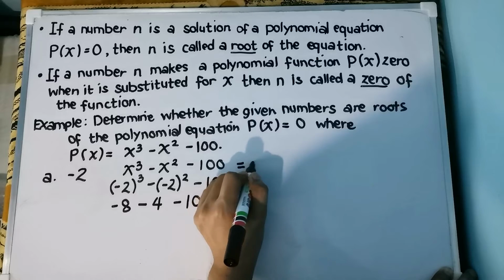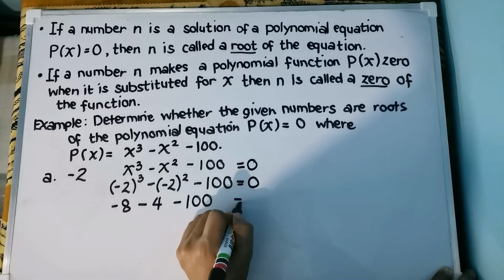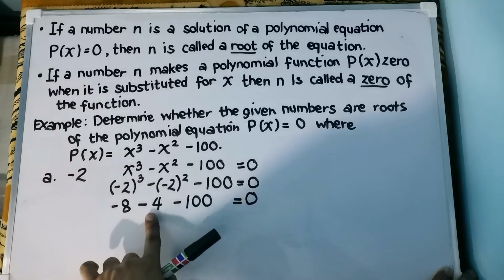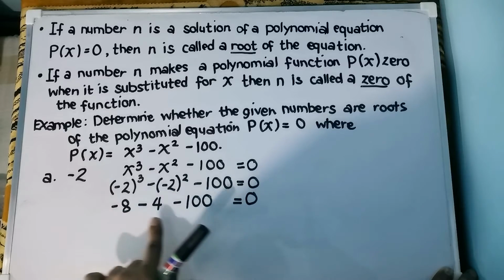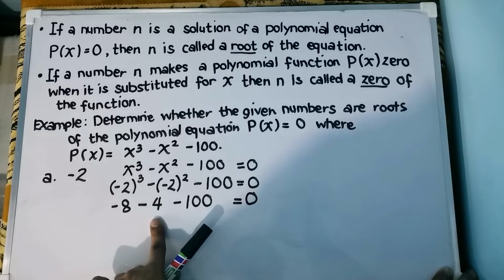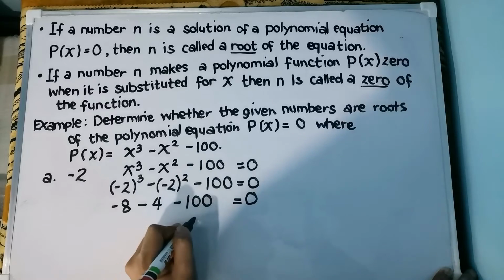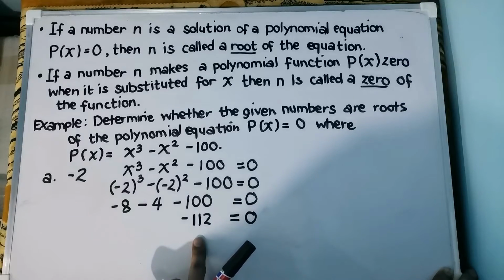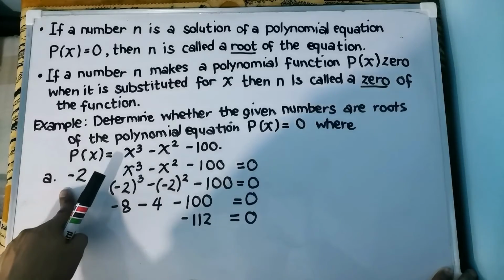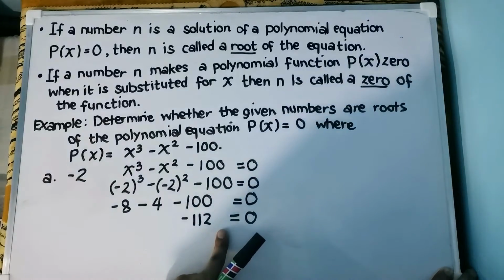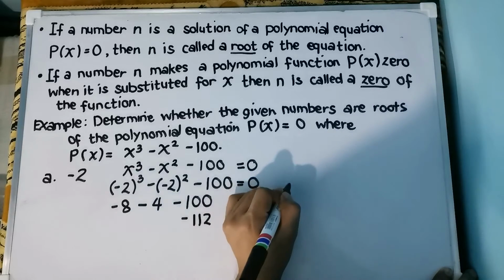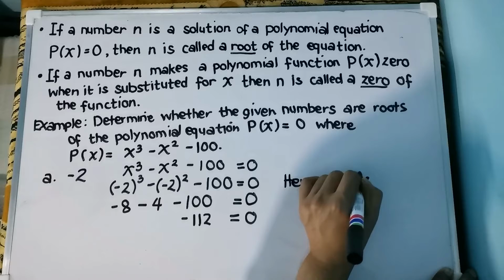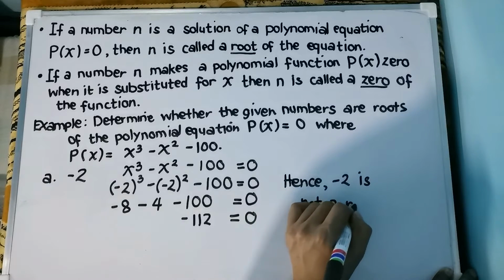And then, it must be equal to 0, right? Para masabi natin na siya ay root or hindi. So therefore, negative 8 minus 4 minus 100, so we just copy the sign, which is negative. So 8 plus 4 is 12, plus 100 is 112. So we have here negative 112. And then negative 112, of course, is not equal to 0. So therefore, upon substituting yung ating value ng x na negative 2, ang lumabas ay negative 112. So we can say that, hence, lagyan natin ng generalization, hence, negative 2 is not a root.